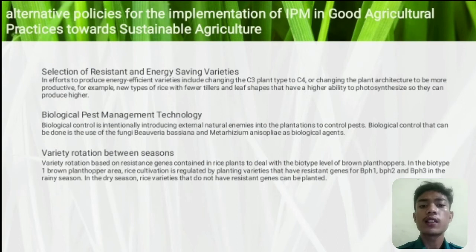Variety rotation between seasons. Variety rotation based on resistant genes contained in rice plant to deal with the biotype level of brown planthoppers. In the biotype 1 brown planthopper area, rice cultivation is regulated by planting varieties that have resistant genes for BPH1, BPH2, and BPH3 in the rainy season. In the dry season, rice varieties that do not have resistant genes can be planted.